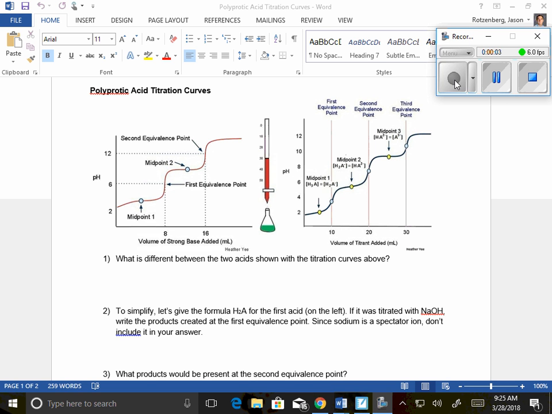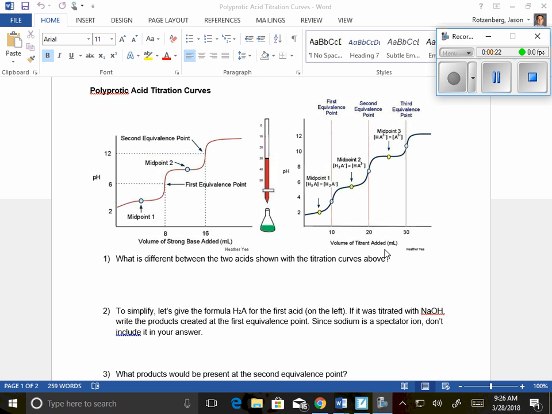So you did a titration curve from your lab just now, and notice these are polyprotic acids. Poly is the prefix for more than one. Protic meaning donates an H+. Here is one of these polyprotic acids. Here is a second one.